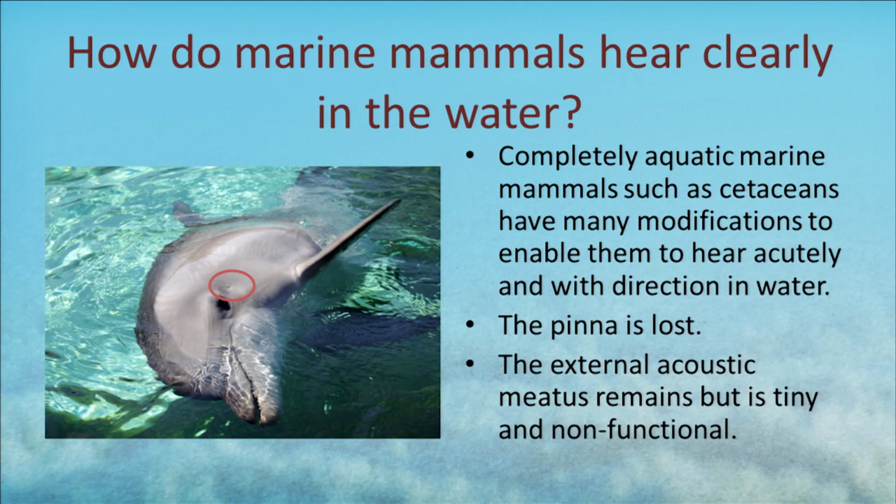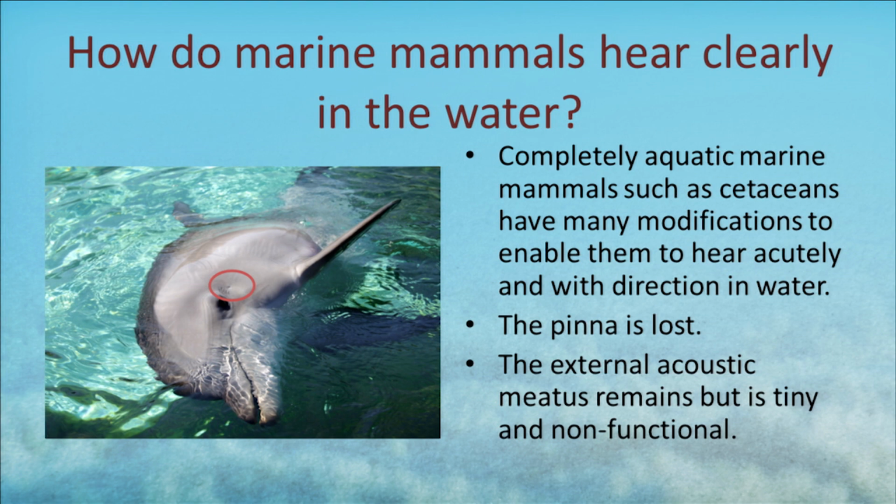So that brings up this question: how on earth do these marine mammals clearly hear in the water when we as terrestrial mammals cannot? So they must have several adaptations or modifications that help allow them to hear in the water. And really, we're going to start with the external acoustic meatus and the pinna. Now, you might notice here in this dolphin that there is no pinna. It's been completely lost. They do have an external acoustic meatus, which is shown in the red circle, but it's tiny and it actually isn't even functional.